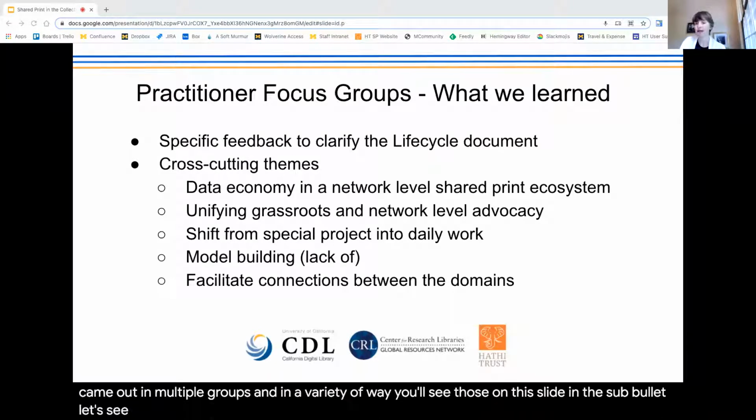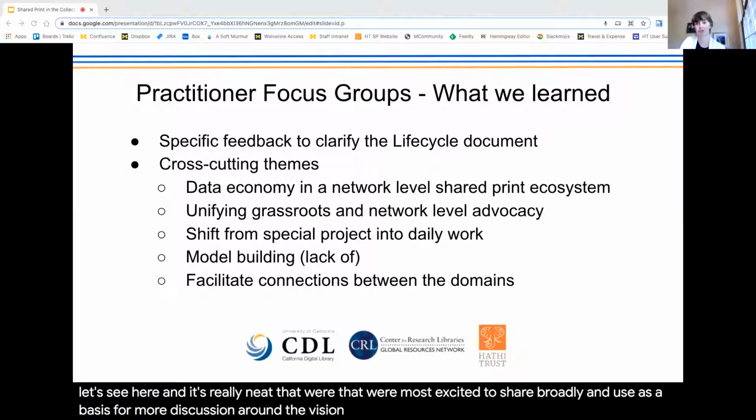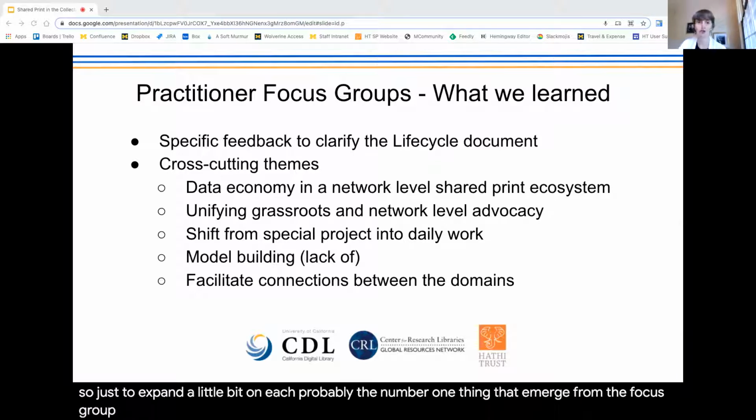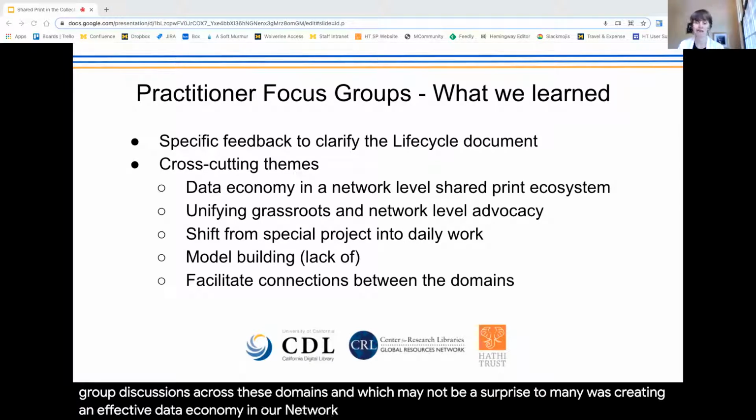Let's see here. And it's really these that we're most excited to share broadly and use as the basis for more discussion around the vision for embedding shared print in the life cycle of collections. So just to expand a little bit on each. Probably the number one theme that emerged from the focus group discussions across these domains, and which may not be a surprise to many, was creating an effective data economy in our networked shared print ecosystem.